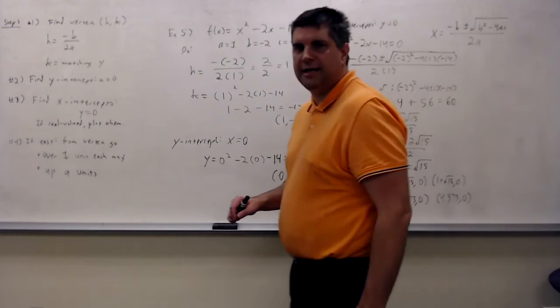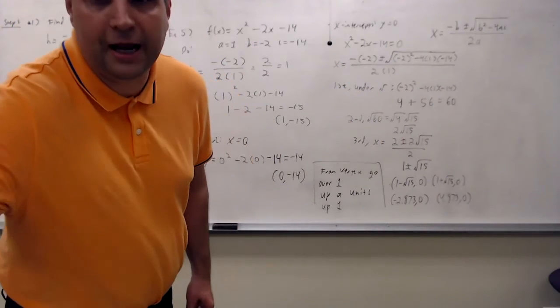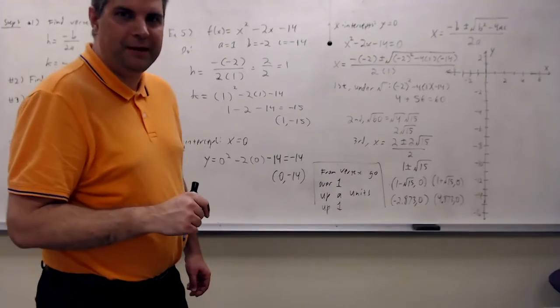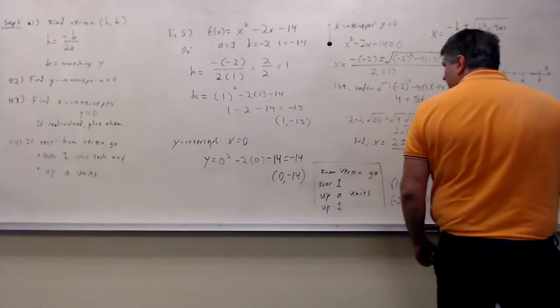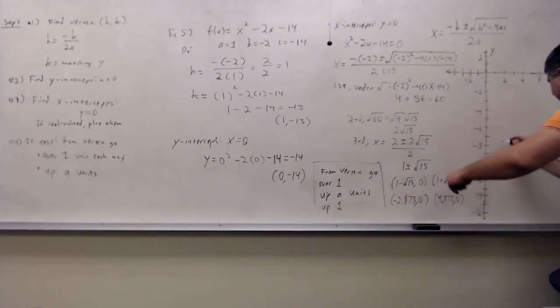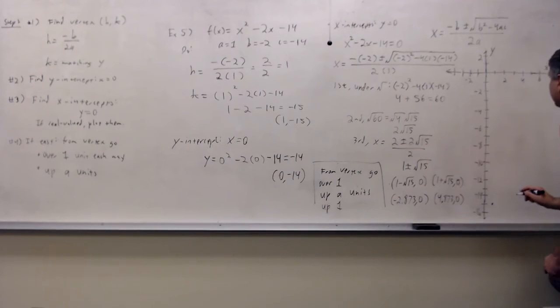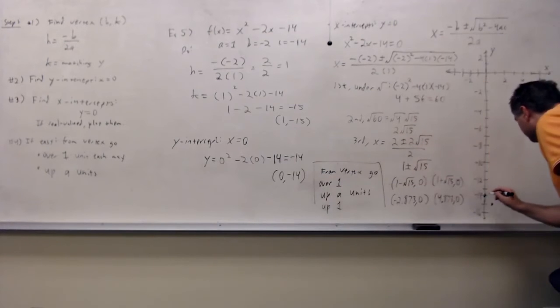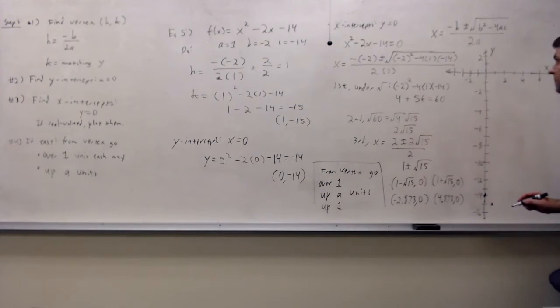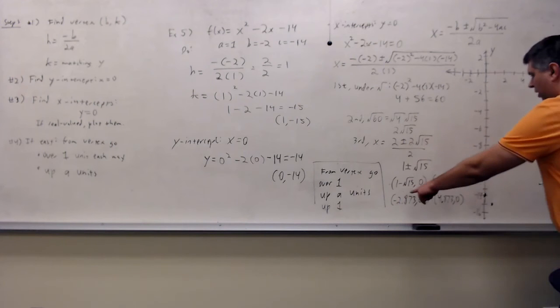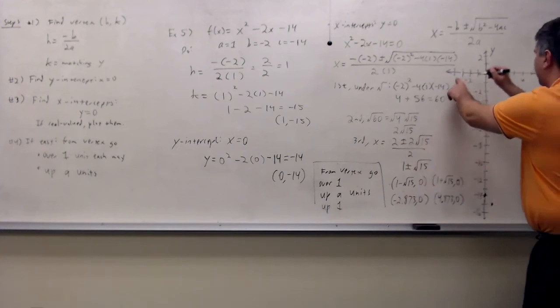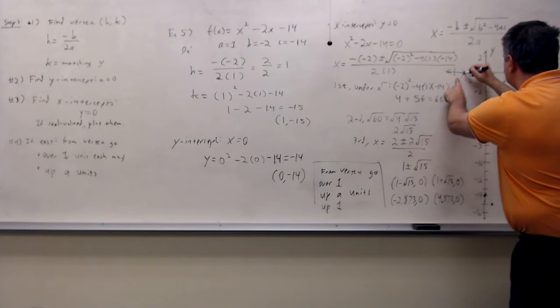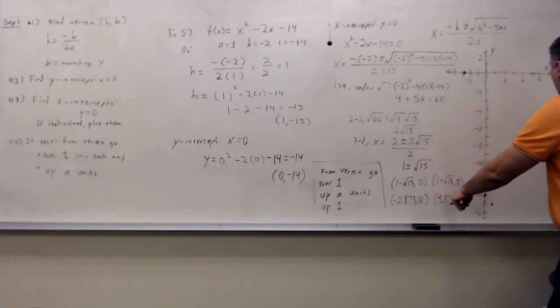So I'm going to pause here and set the grid that can hopefully fit everything. It might be ugly, but I'm going to give it a whirl. Okay, so the vertex was (1, -15). The y-intercept was (0, -14). The x-intercepts were almost at -3 and almost at 5.